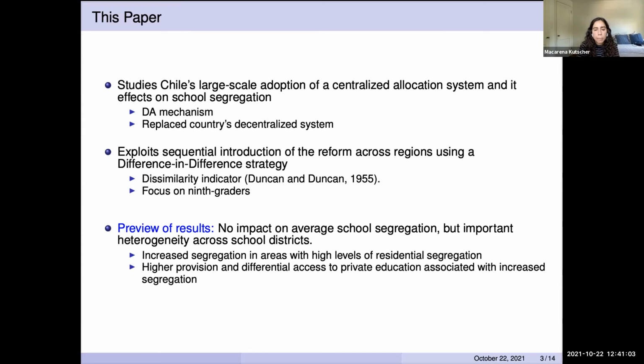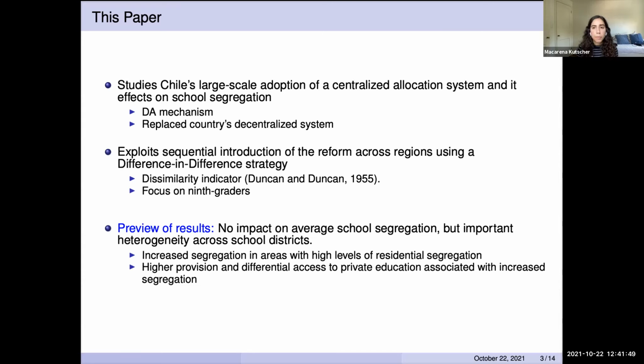So we analyze rich administrative data from the universe of Chilean students during the period from 2015 to 2019. And our outcome of interest is the dissimilarity indicator, or the Duncan index, which indicates the share of low SES students within a district that would have to be reassigned across schools to achieve an even distribution of students of different socioeconomic status. So the main analysis focuses on ninth graders, as for this group, we observe a high percentage of students using this new mechanism to switch schools. And we also observe their socioeconomic background information.